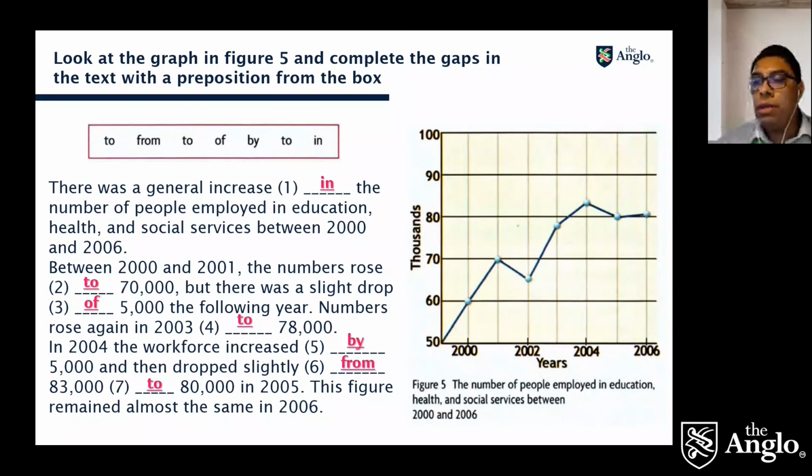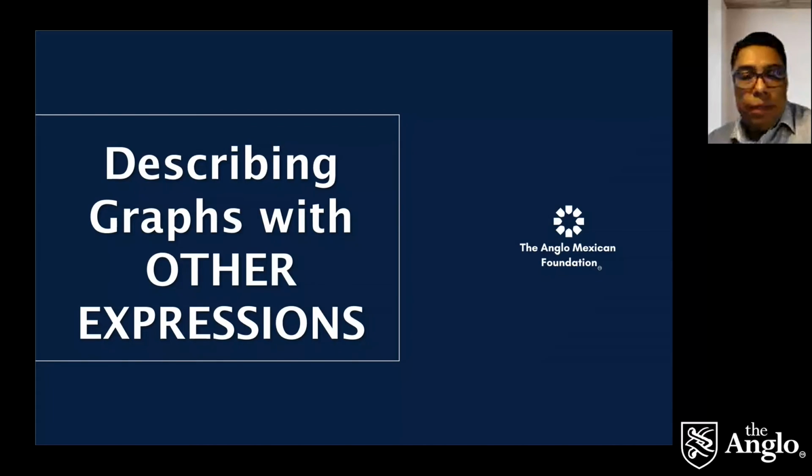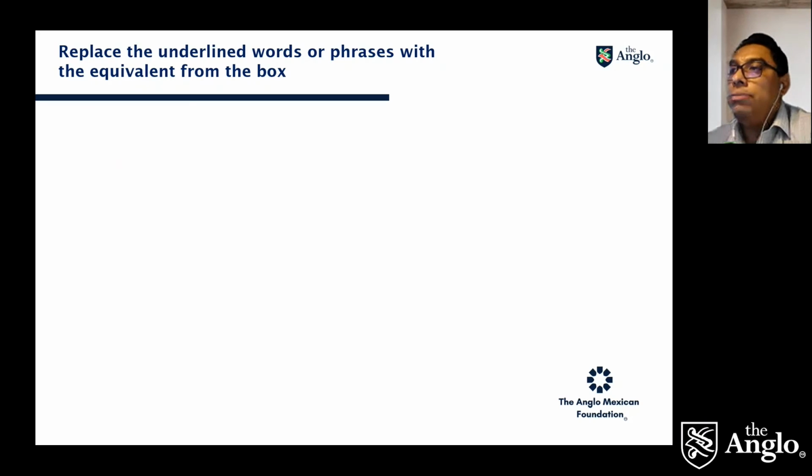And then check the last part. That's what I was saying, that there are other expressions like this figure, the last line: this figure remains almost the same. So basically what? Shows no fluctuations, or was stable, or levelled off. So there are always alternative ways to describe graphs, okay? Then in the last part, this is the last part, describing graphs with other expressions.